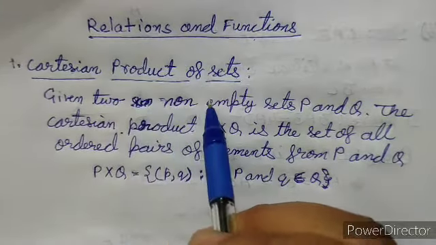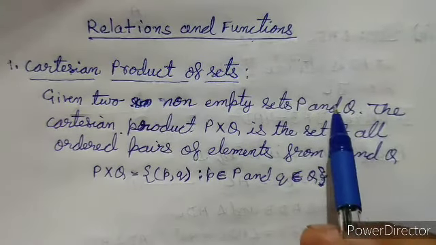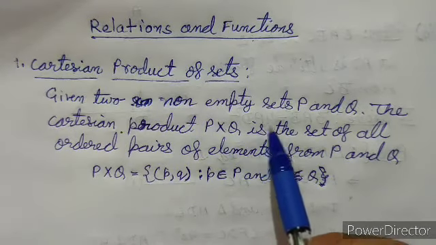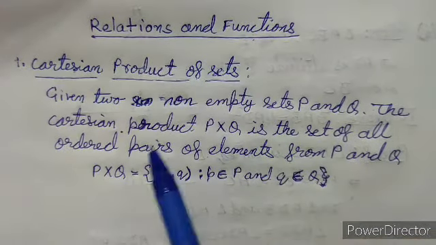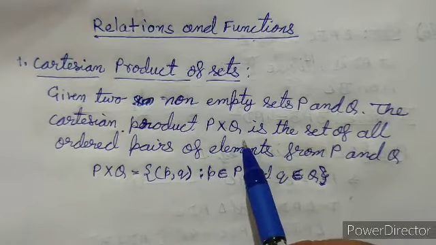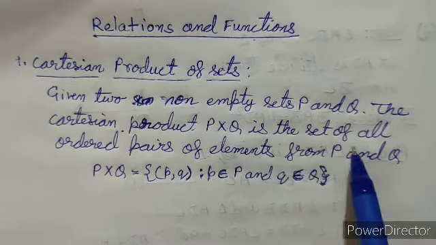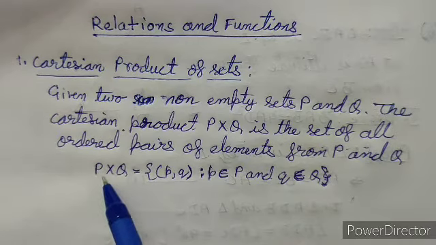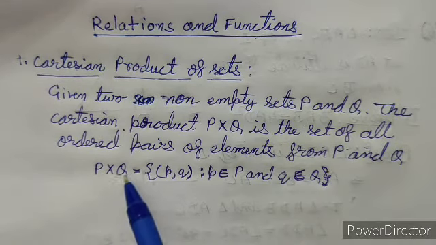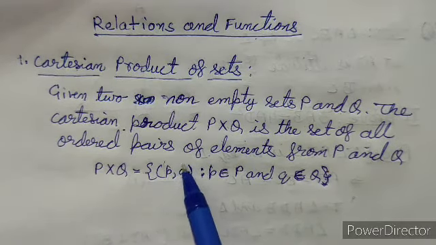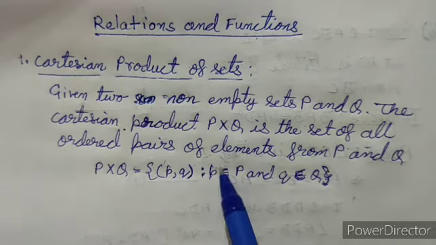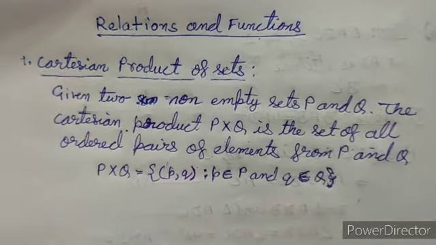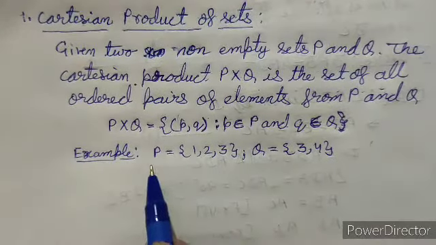Given two non-empty sets P and Q, the Cartesian product P cross Q is the set of all ordered pairs of elements from P and Q. That means P cross Q, or Cartesian product of P and Q, will be equal to (p, q), where p belongs to set P and q belongs to set Q. Let us take an example.